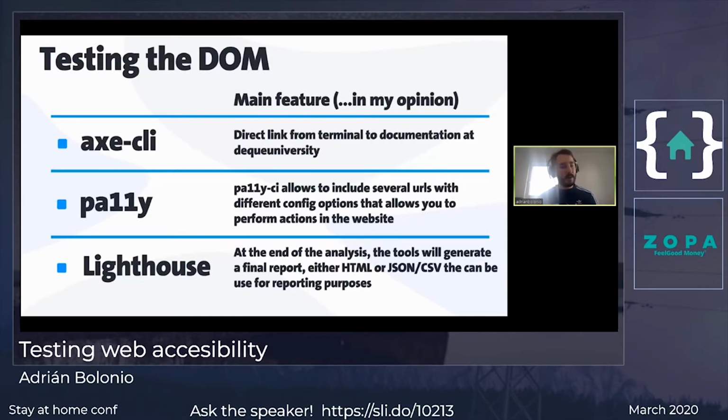The main features, again, in my opinion, that doesn't mean that this is the main feature of every tool, but I think I've already mentioned it. In the axe CLI, you have a direct link to the Deque University documentation. Pa11y, I think the main feature is that you can execute actions over the URLs. And Lighthouse, you can dump these results to an HTML report or a JSON file. So you can include these in your build pipeline, so you can break the deployment to avoid releasing code with accessibility issues.